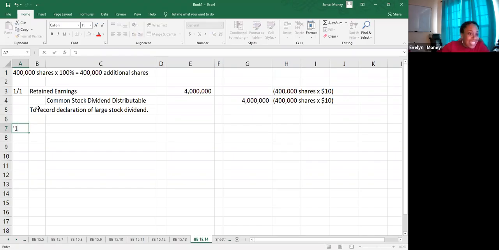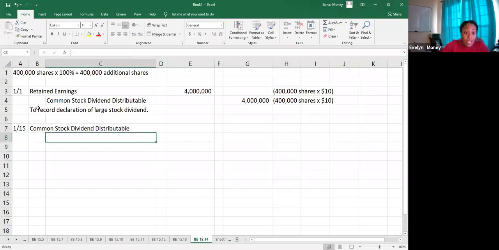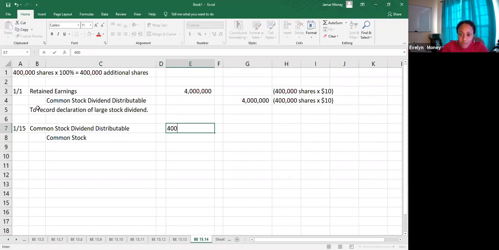Now, on the date of distribution, it's the same as what we saw before. I take common stock dividend distributable off the books, and we put common stock on. So a large stock dividend actually requires less work.